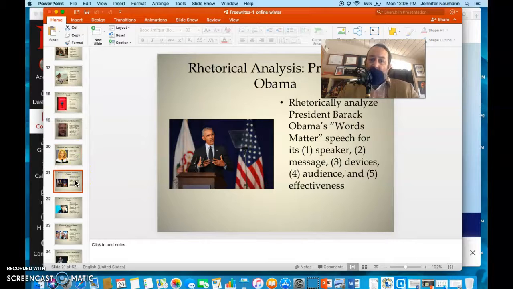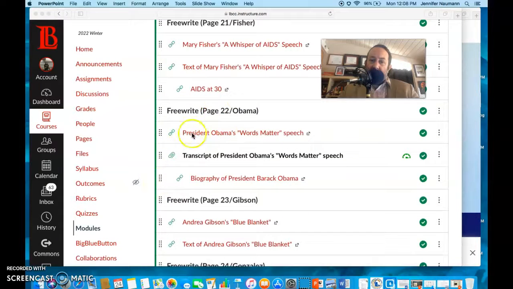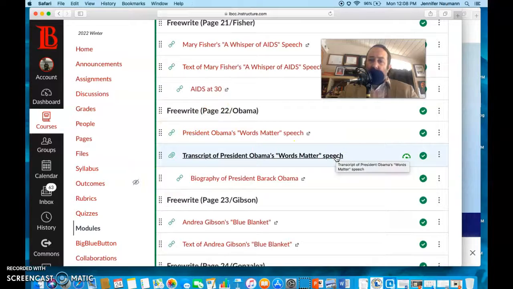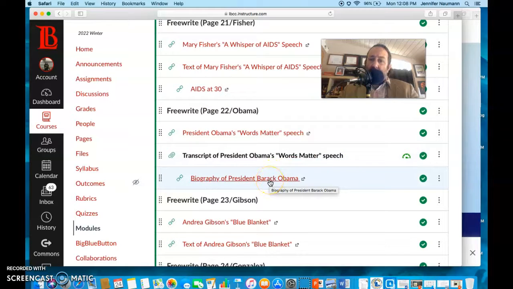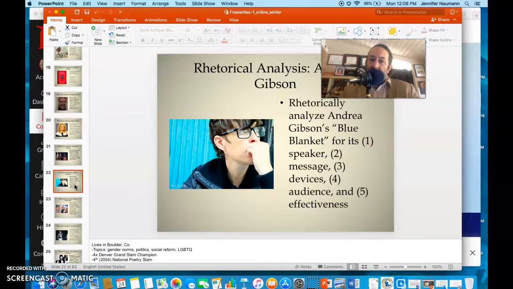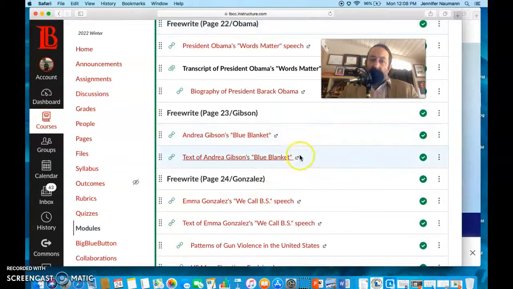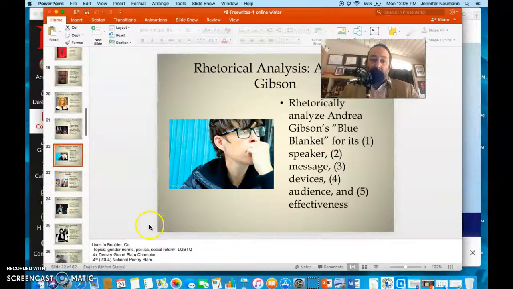The next speech here, President Obama's Words Matter speech, which you will find here, is the speech and a transcript of the words of the speech, a little background on the author, and you have everything you need there. Next one here is Andrew Gibson's poem, Blue Blanket. Really all we have here is that information. If you want some biographical information on her, it's in the notes on page 22.